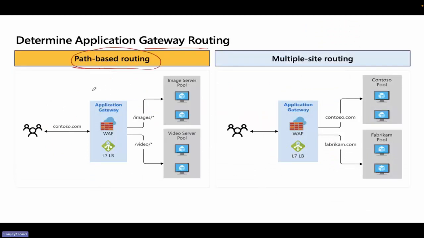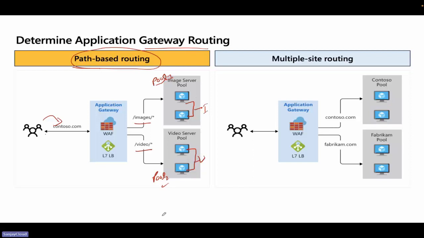What is path-based routing? You can understand here. So my website is contoso.com. Now behind contoso.com we have two types of content, images and videos. So what we did, we created two pools, pool 1 and pool 2. In pool 1 we have two identical servers which have images content. In pool 2 we have two identical servers which have videos content.